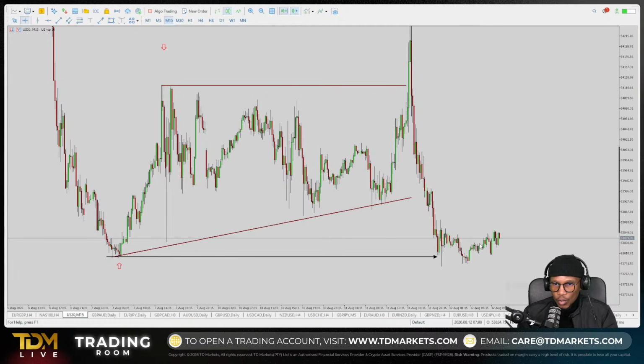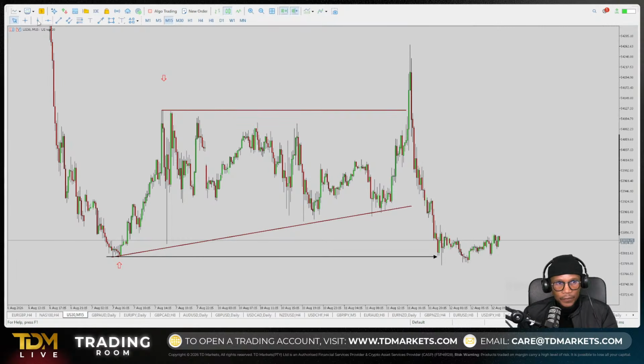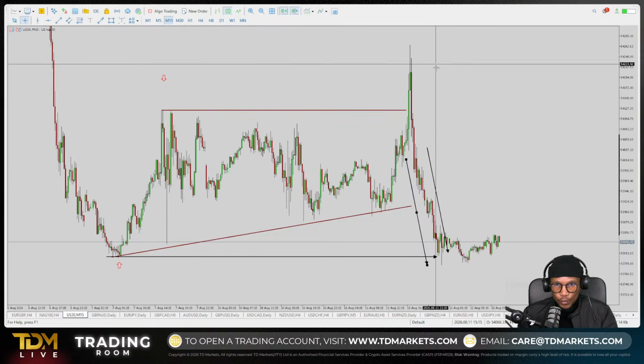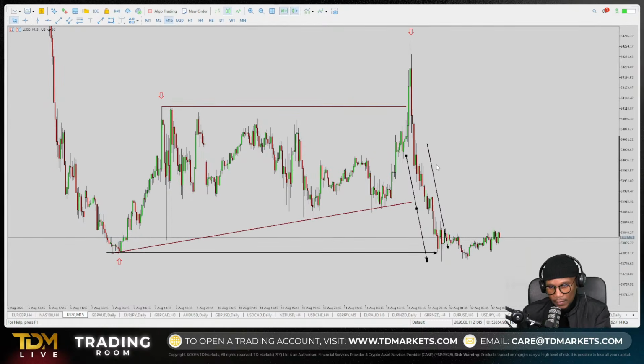All right. So this is how US 30 is looking. We spoke about this move yesterday. I hope you guys capitalized on this move. Once we break that high, we're gonna then start coming back down. All right. So US 30, that's how it's looking.